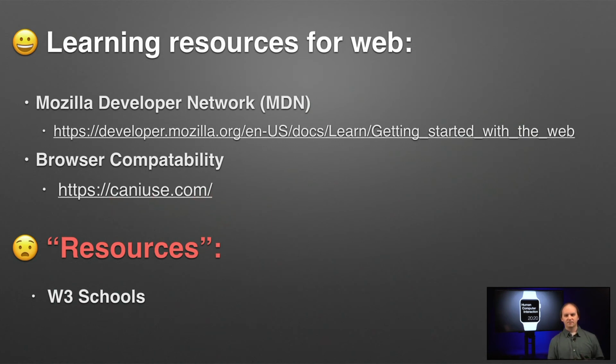Because browsers are constantly updating and changing and allowing us to do new things, they don't all progress at the same speed. Sometimes Chrome will let you do one thing, but Safari hasn't quite gotten there, and then mobile Safari definitely hasn't gotten there, right? So this website gives you a nice chart that shows you all of the major browsers in use and what they support and what they don't.